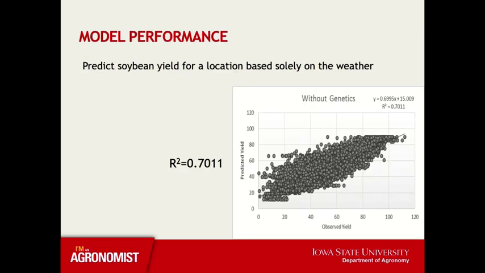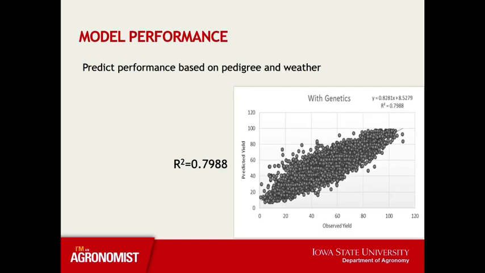Getting into the initial model performance, initially we wanted to look at how it was going to perform within each location without including the genetic component. We got an R-squared of 0.7 or so, but you can notice if you look here, we have a straight line on the predicted versus observed. This is because it's predicting the same yield for every variety within that location, regardless of its genetics or what maturity group it's in or anything like this. So we thought we can do a little bit better, and it turns out we can.